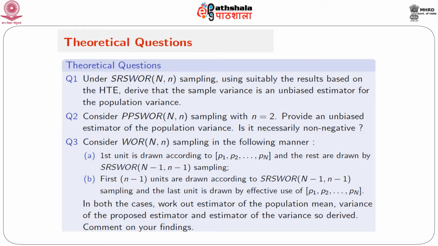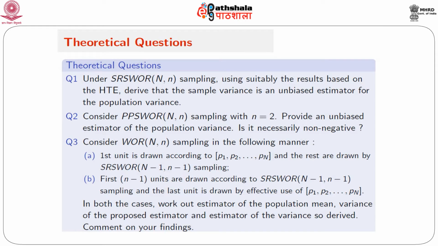Okay, next question. Consider without replacement n sampling. It does not say simple random sampling or PPS or whatever. It says without replacement sampling design. That means all the units are distinct in the sample in the following manner. Now it says what you are doing. First unit is drawn according to P1, P2, Pn. The rest are drawn by without replacement sampling.